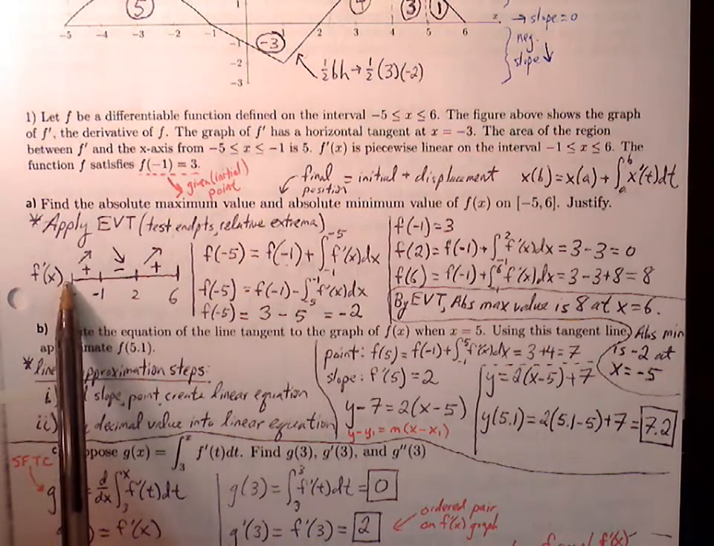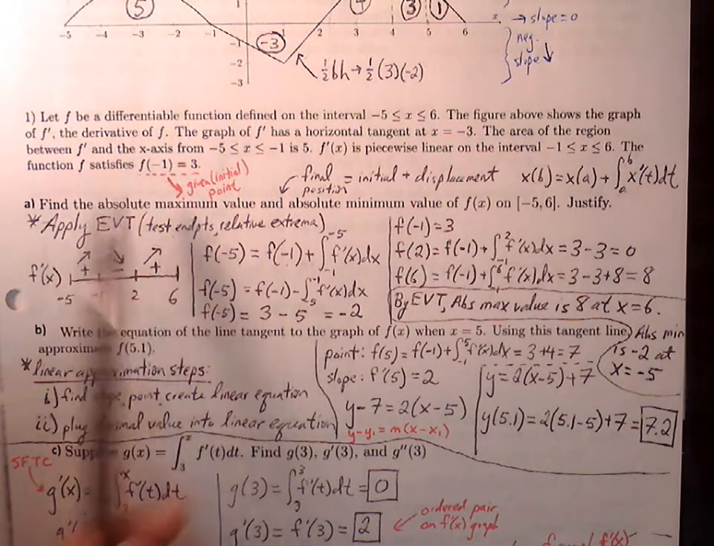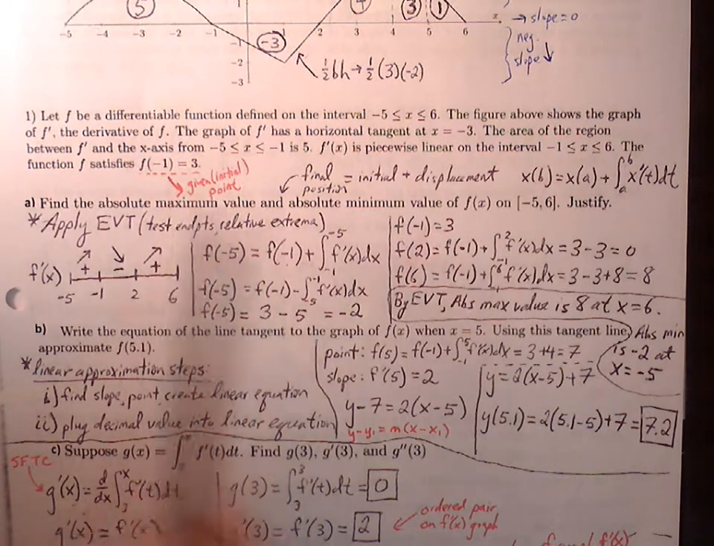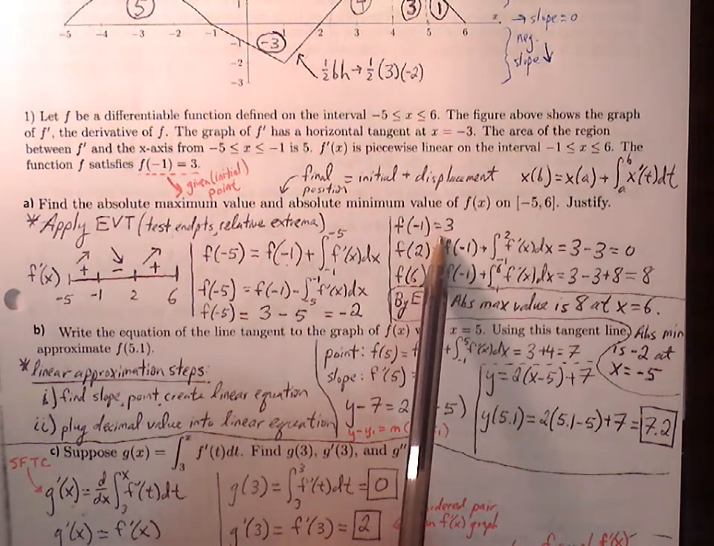That's going to be a candidate. Next up, f of negative 1. f of negative 1 is already given to us. It's equal to 3, so we can just put that down and move on.